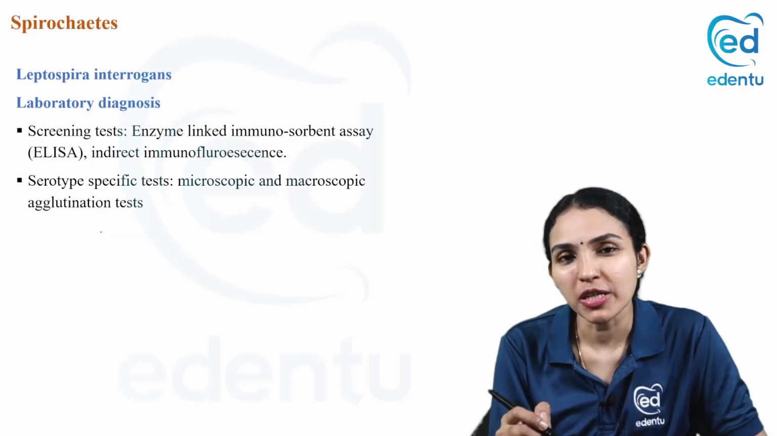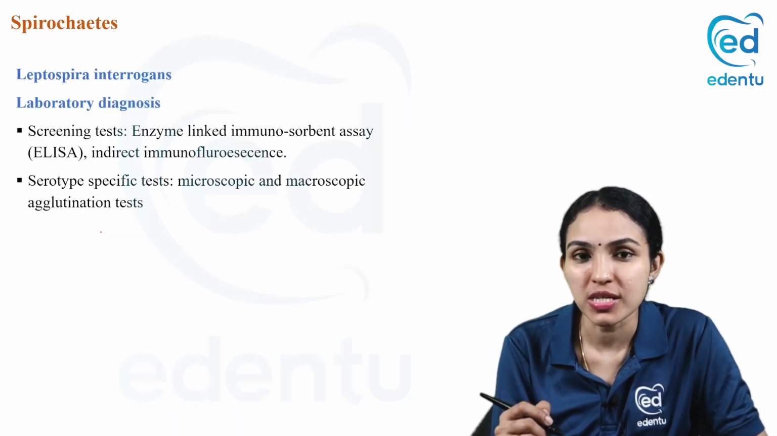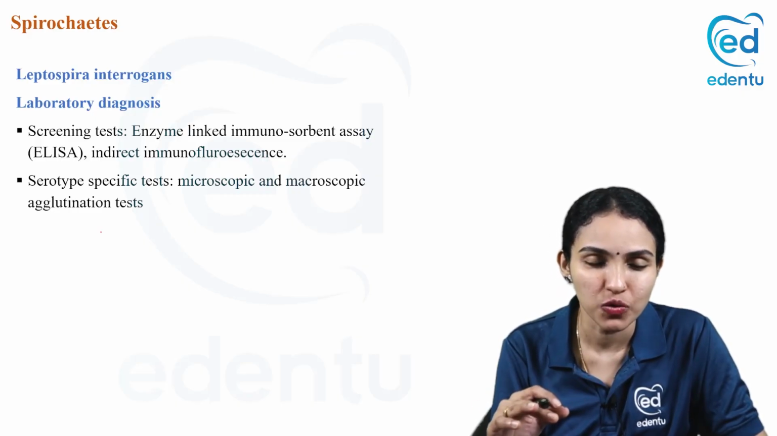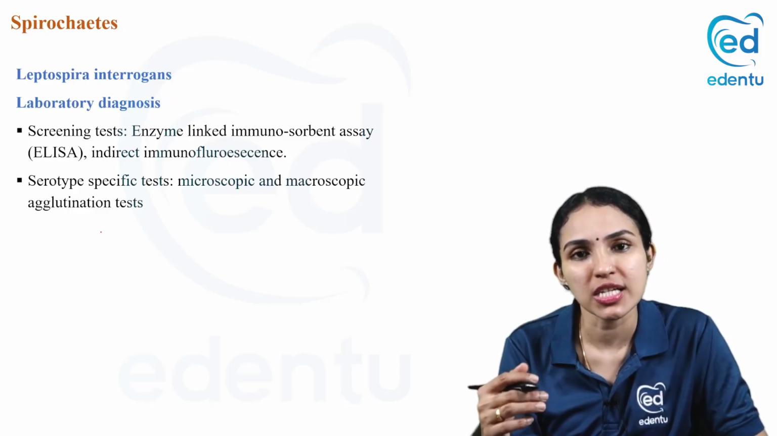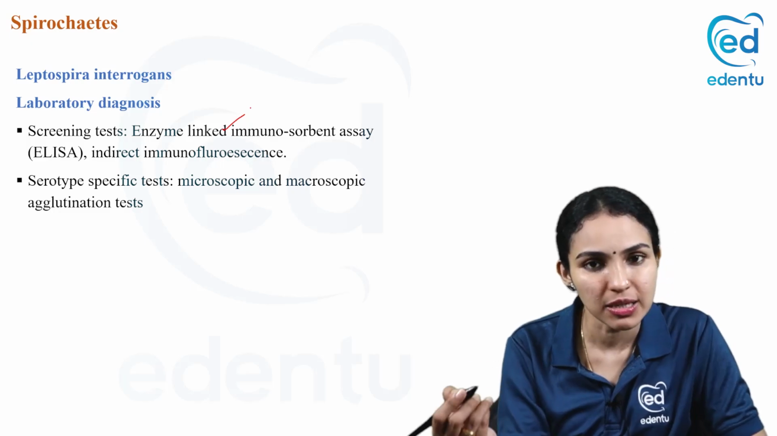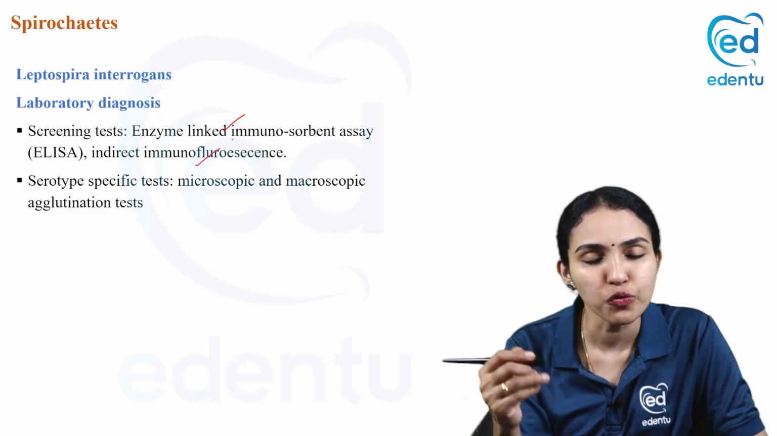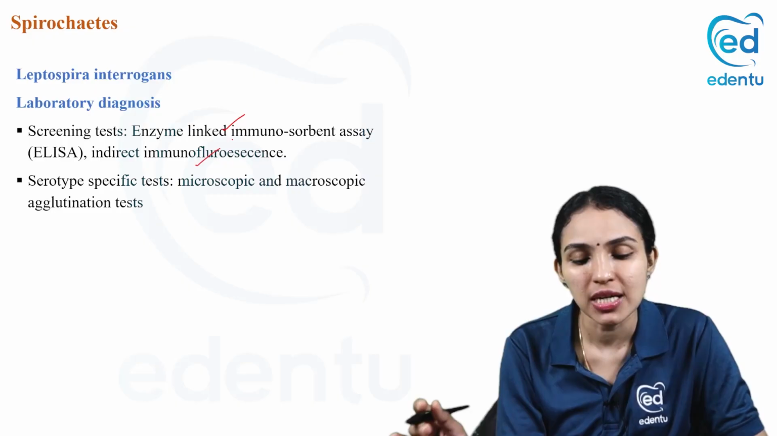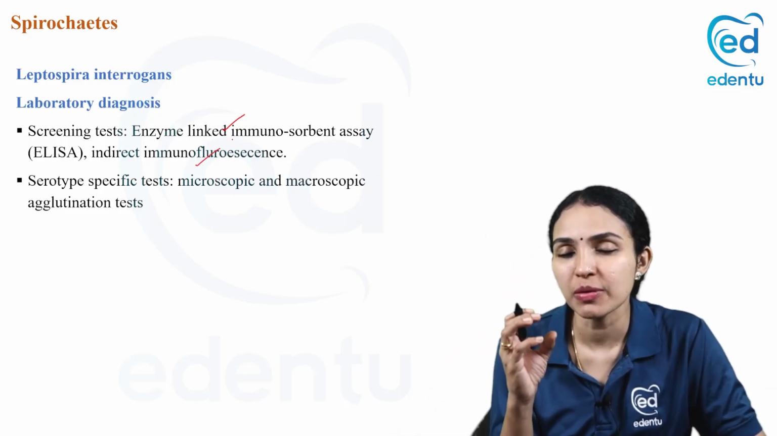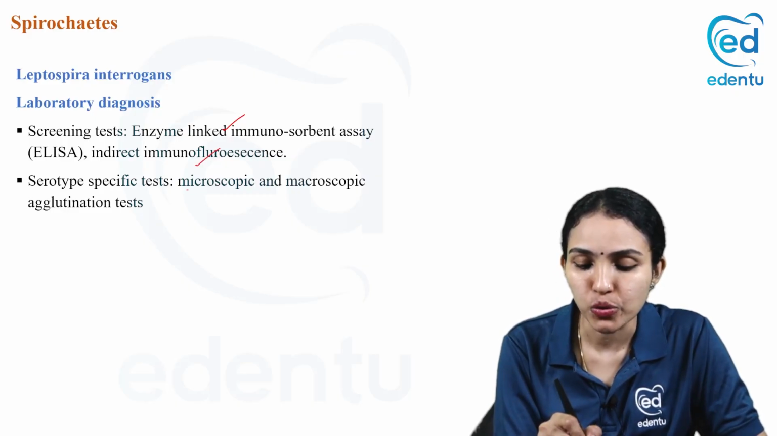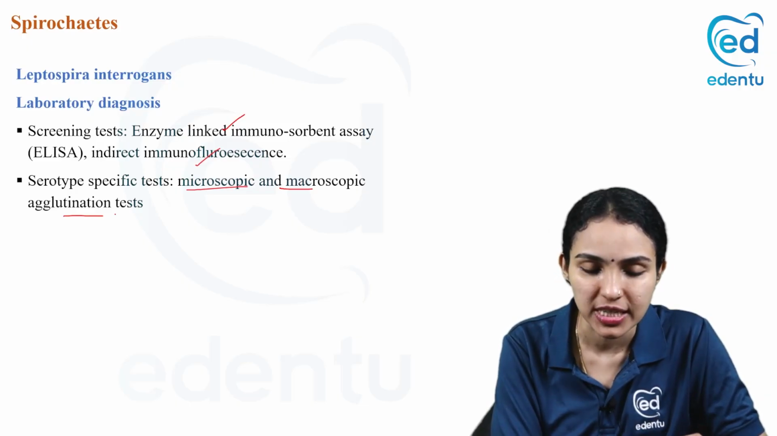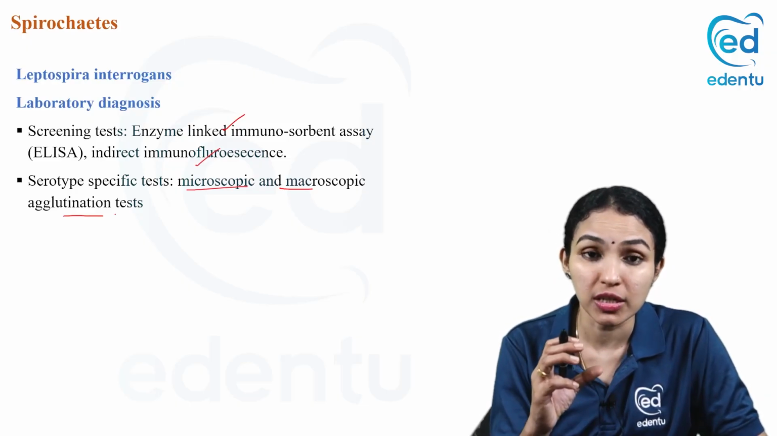But apart from culture and microscopy, what we can commonly do for leptospirosis are the serological tests. Like for Treponema, serological tests are the standard test for diagnosis of syphilis. Leptospirosis also is diagnosed by serological tests. You take the patient's serum and look for antibodies. We have different tests like enzyme-linked immunosorbent assay, ELISA, and indirect immunofluorescence test, which are used for screening of leptospirosis. If you want to find out the exact serotype causing the condition, you have to do the agglutination test, where you have microscopic and macroscopic agglutination tests available to find out which serotype is causing the disease.